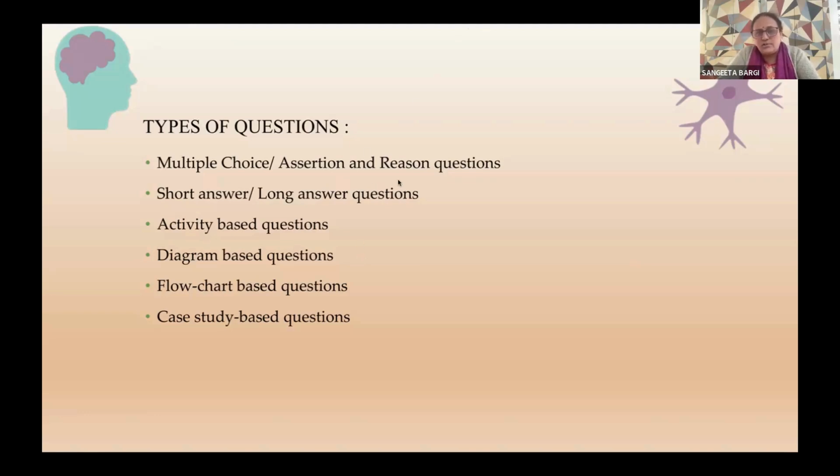Multiple choice, assertion-reason type questions, long and short. Very important is, even in biology, we will have activity-based questions. In the life processes chapter itself, there are activities on photosynthesis and respiration. So these have to be given due weightage while preparing.